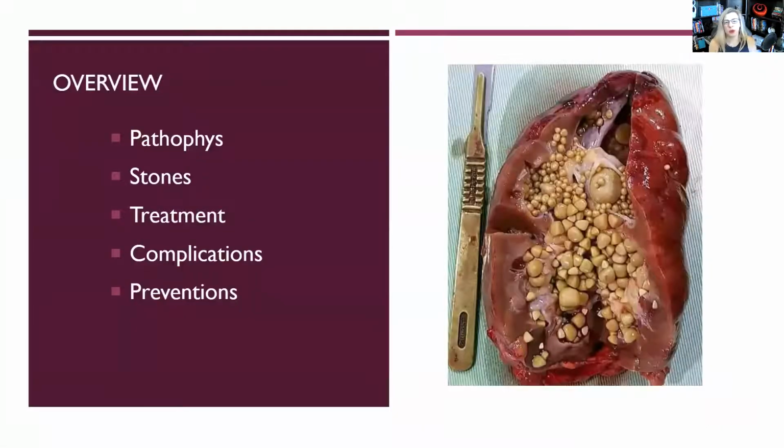All right, so we're going to keep this lecture a little bit short and sweet because this is something that we see so commonly, and because our patients have so many questions, I want to make sure that you understand all of the basics and can answer those patient questions. So we're going to talk a little bit about the pathophys. We're going to talk a little bit about stones and what they are in general. We're going to talk about the treatments specifically for the ER. And then we're going to talk about some complications and preventions.